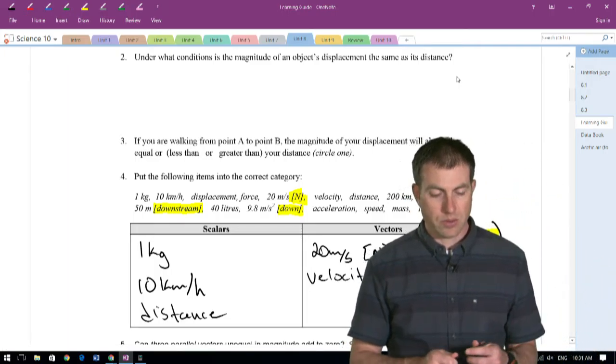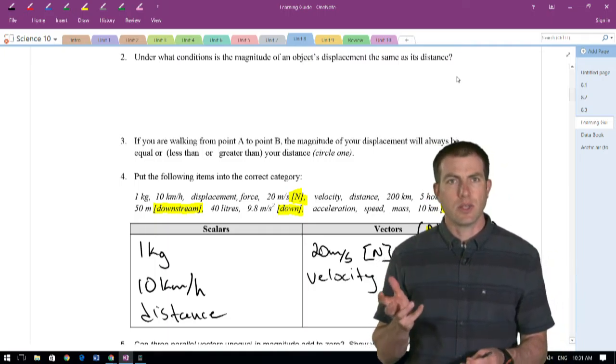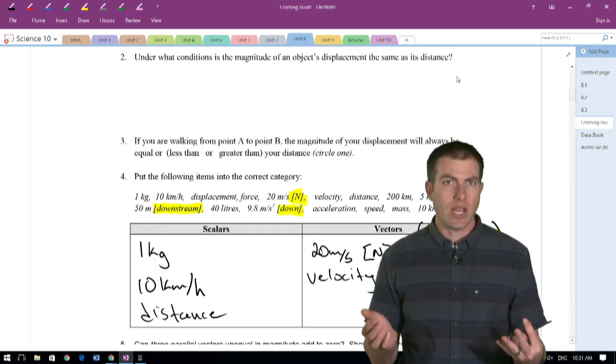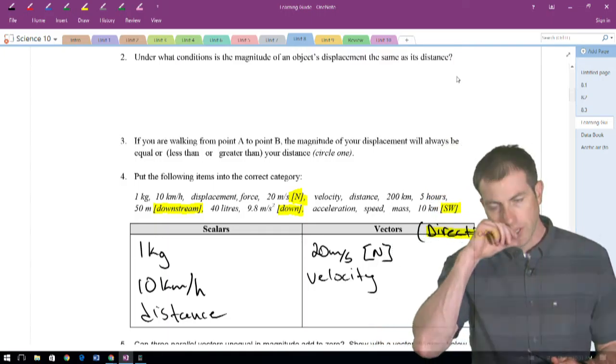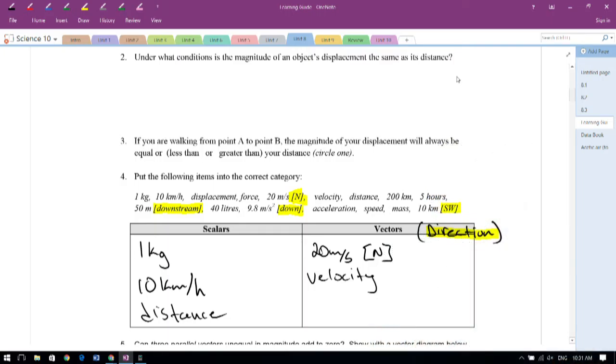The difference between scalars and vectors is that scalars are things that have a number but don't have a direction. Vectors are things that have a direction. So if I look in the table above it, anytime I see a direction, so north, which I've highlighted here, downstream, that's a direction, down, and southwest. Anytime I have something with a direction associated with it, it is a vector.